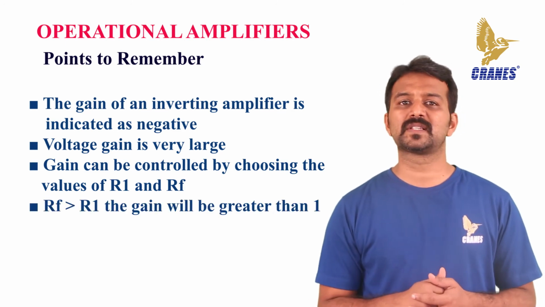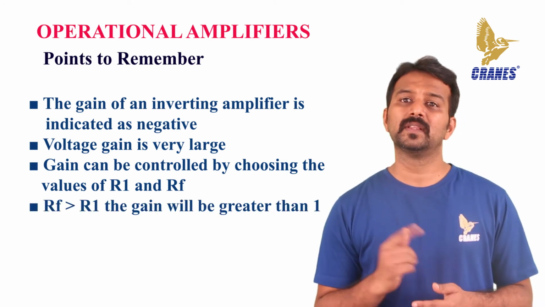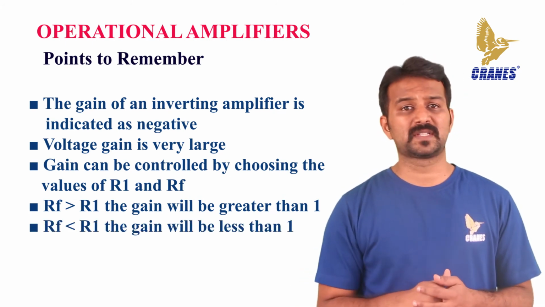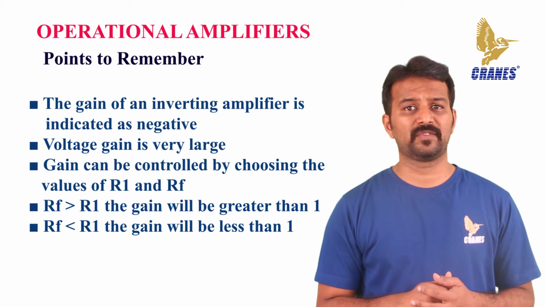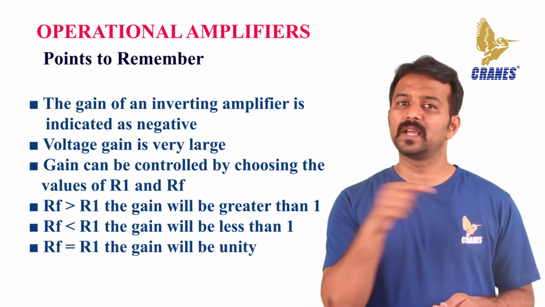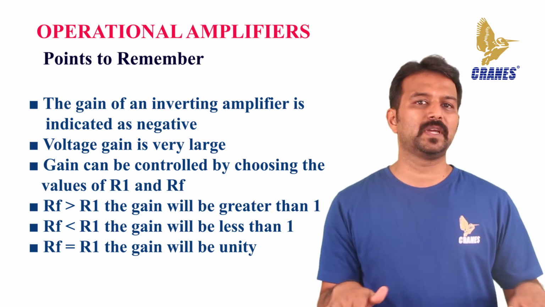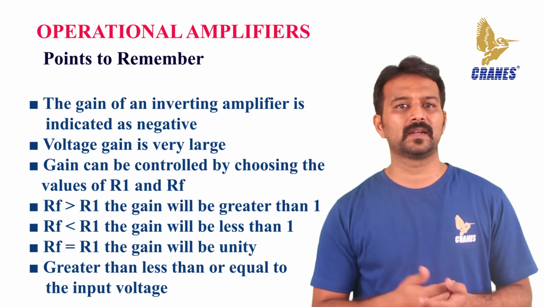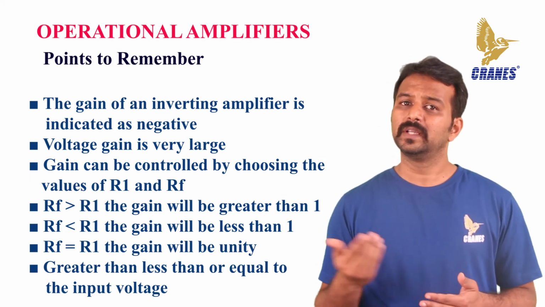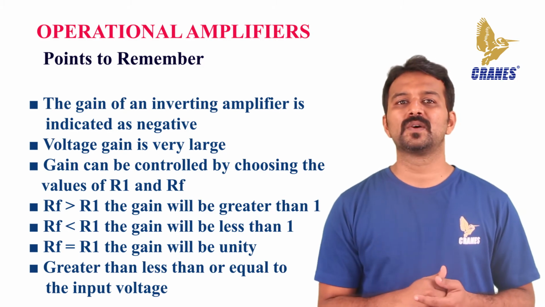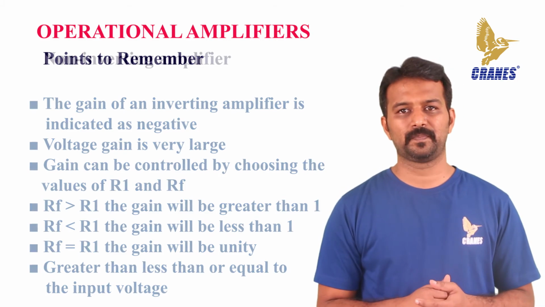If the feedback resistance RF is greater than R1, then the gain will be greater than 1. If the input resistance R1 is greater than RF, then the gain will be less than 1. If the feedback resistance is equal to the input resistance, the gain will be unity. Thus, the output voltage can be greater than, less than, or equal to the input voltage in magnitude, and it is always 180 degrees out of phase.